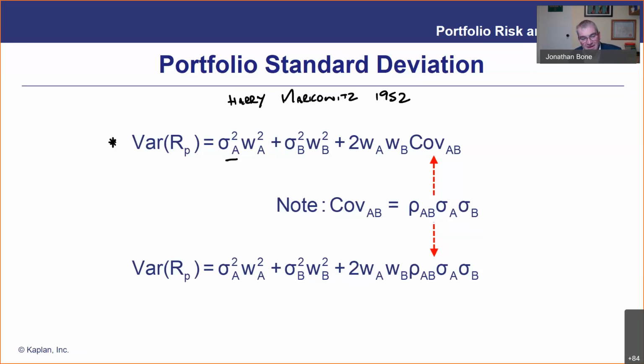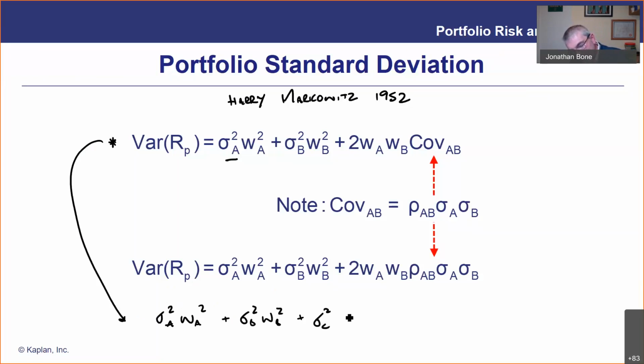Because if I was looking at 3 assets, and it's worth being aware of this because we do touch on it briefly at level 2, I would have the variance of asset A times the squared weighting of asset A plus the variance of asset B times the squared weighting of asset B plus the variance of asset C times the squared weighting of asset C.